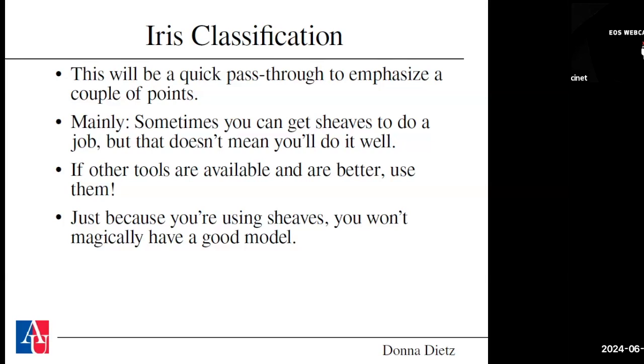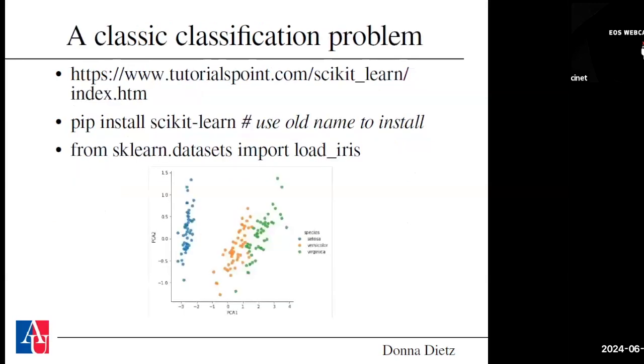Oh, and just because you're using sheaves, you won't magically have a good model. You can still make a bad model in sheaves, which I'm going to do. So this is just an example. These are our PCA variables, so they're kind of amalgamated variables. This is what the groupings will look like in those variable spaces. So you get an idea that these species should be pretty easy to tell apart, but right here on the boundary between these 2 species, there's some overlap. We're going to see that when we do this with my naive model.